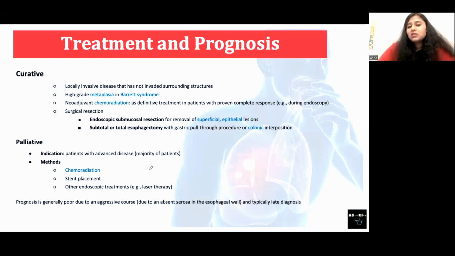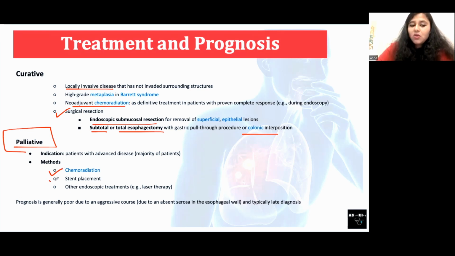So now, for this patient, what is our treatment and prognosis? In these situations, if there's locally invasive disease that has not invaded any surrounding structures, we can do chemotherapy, which will help to have a complete response. The next thing is doing a surgical resection. We can do an endoscopic submucosal resection that will remove the superficial epithelial cells, or a subtotal or total esophagectomy with colonic interposition. If the patient has metastasis or advancement of the disease, then palliative care is what we need to focus on, and we give them chemoradiation or place a stent or do other endoscopic treatments like laser therapy.